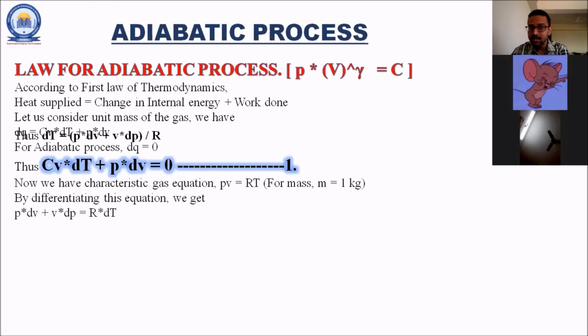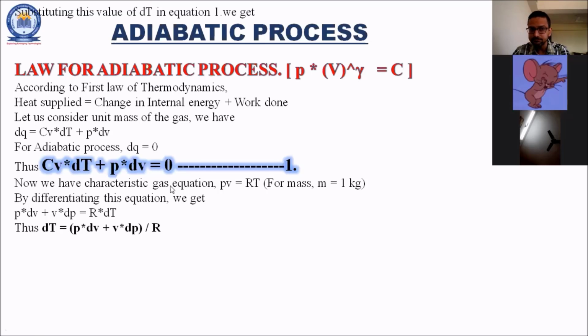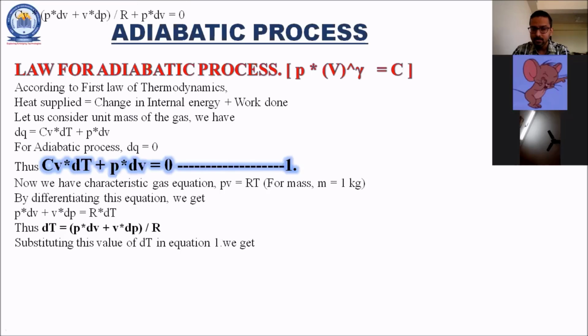From this equation, now I am finding the value of dT. So dT is equal to P dV plus V dP divided by R. Substituting this value of dT in equation number 1. Remember friends this step. Now substituting the value of dT in equation number 1, we will be getting this type of answer, that is Cv into (P dV plus V dP) divided by R, plus this term, that is P dV, is equal to 0.